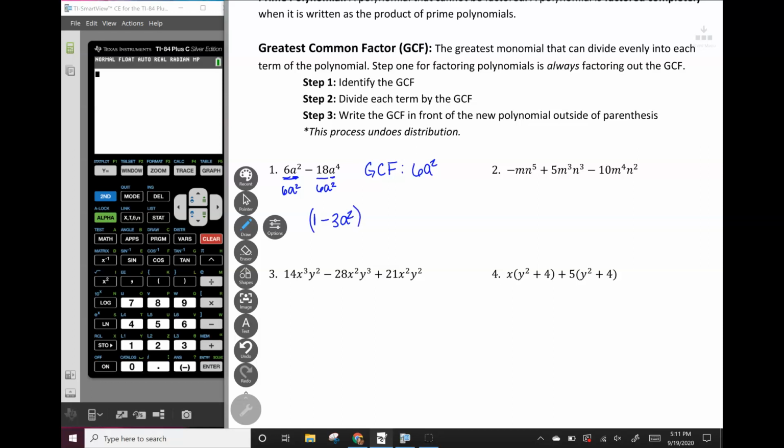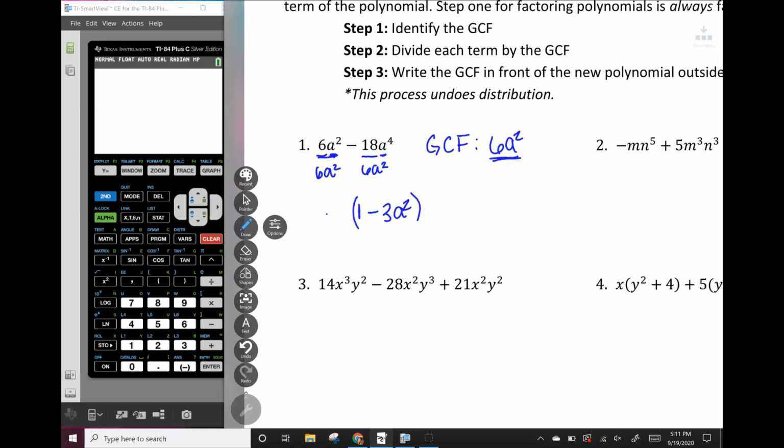And then that step 3 was saying to write this GCF out front. So I'm going to put my a squared, my 6a squared out front. And so what you actually just did was undo distribution, right? So if I wanted to multiply these two factors back together, I would distribute that back in, and you would get back to the original guy.